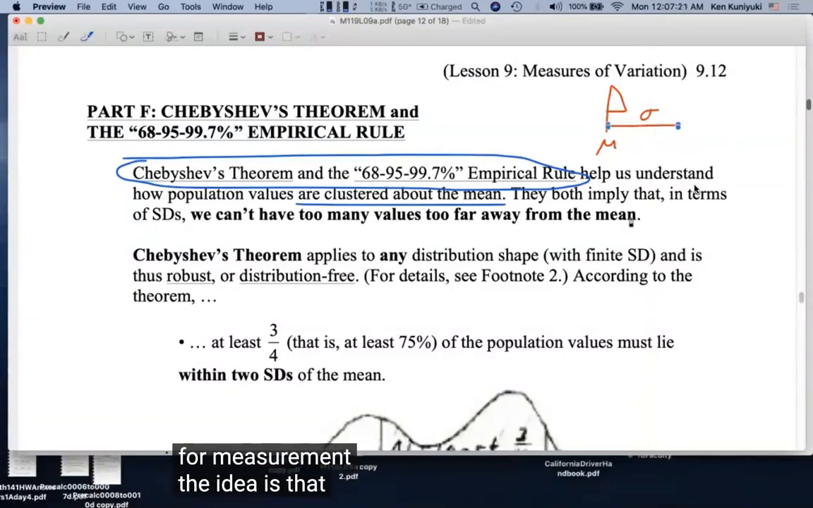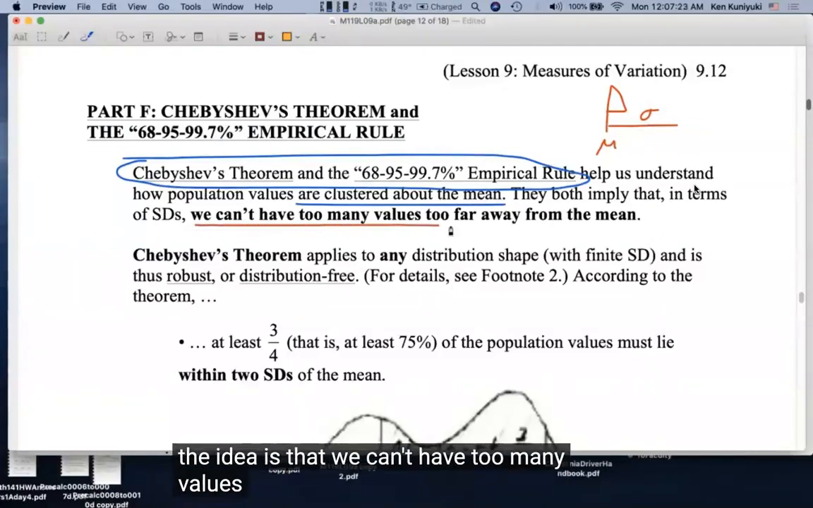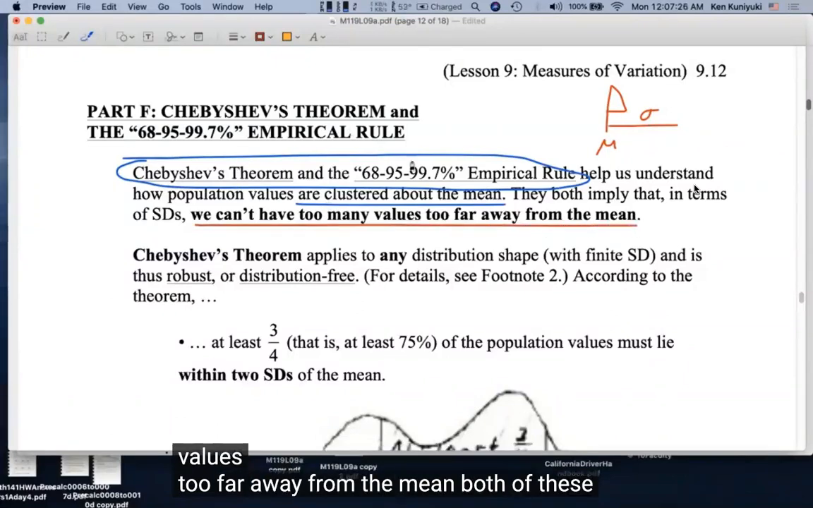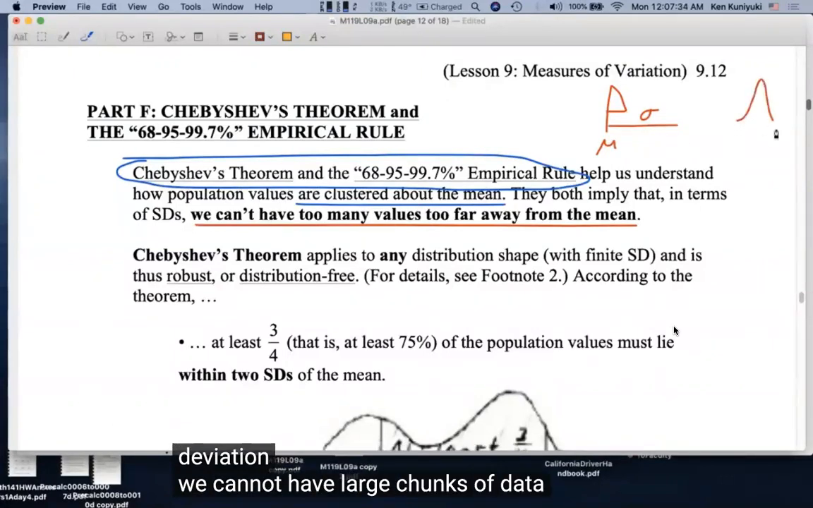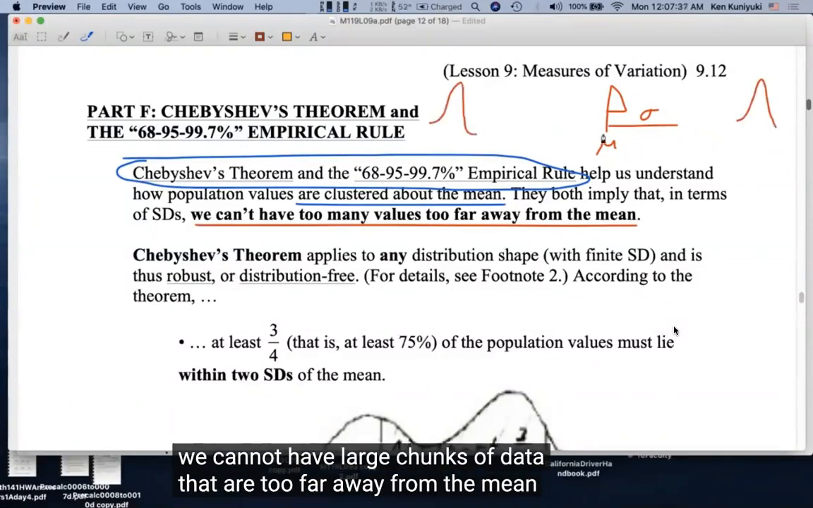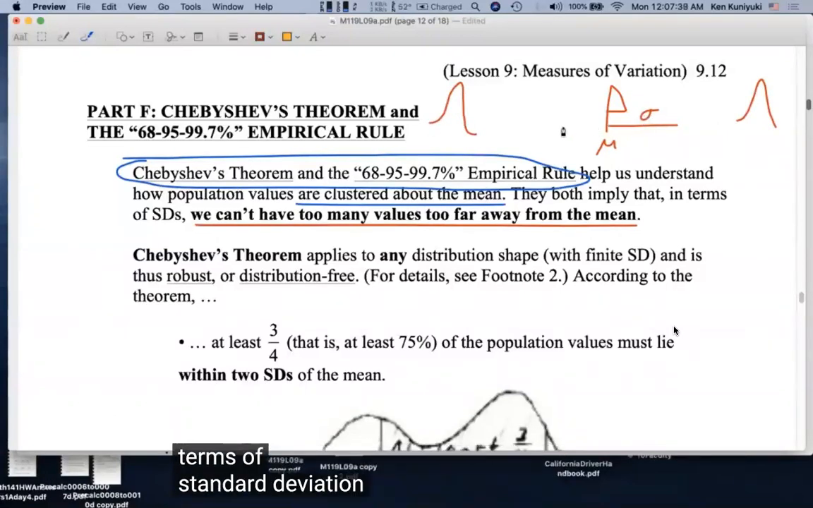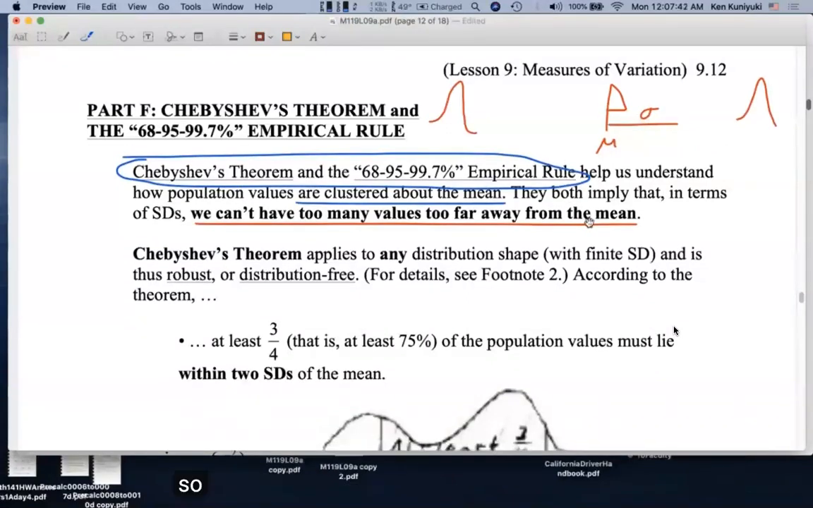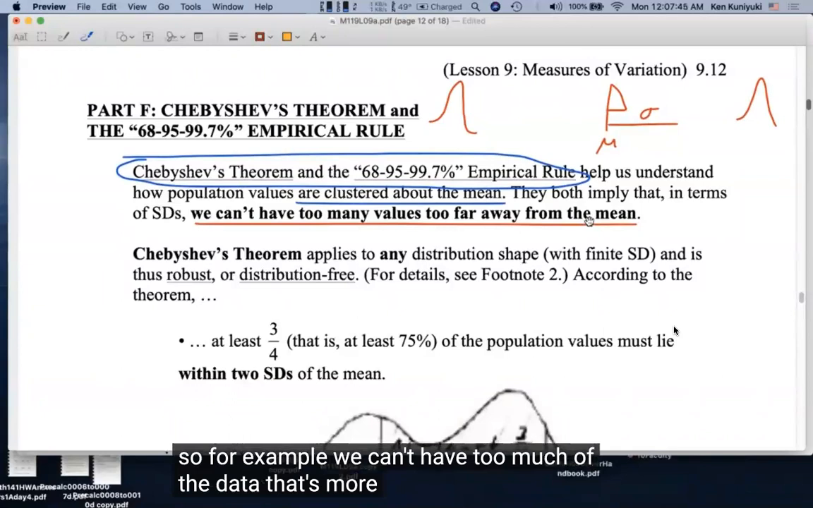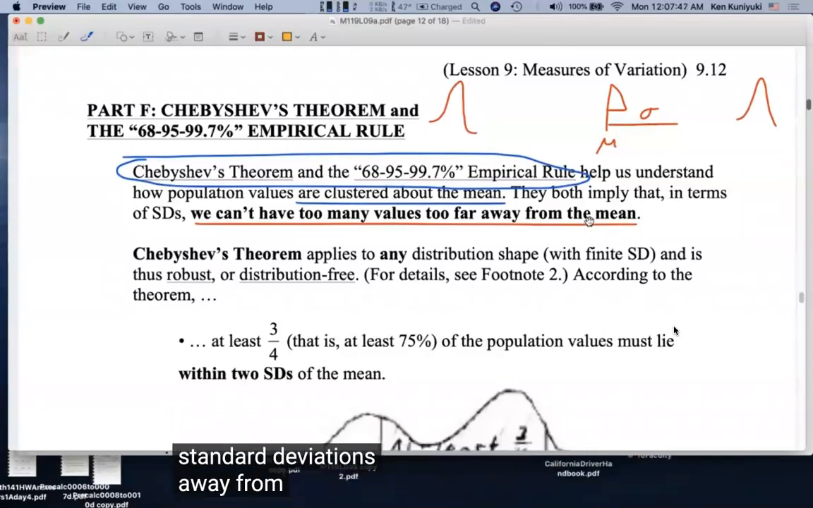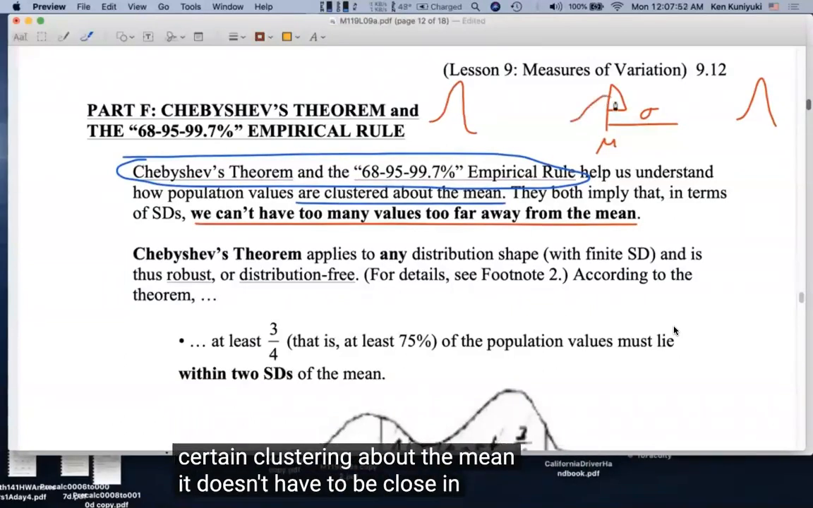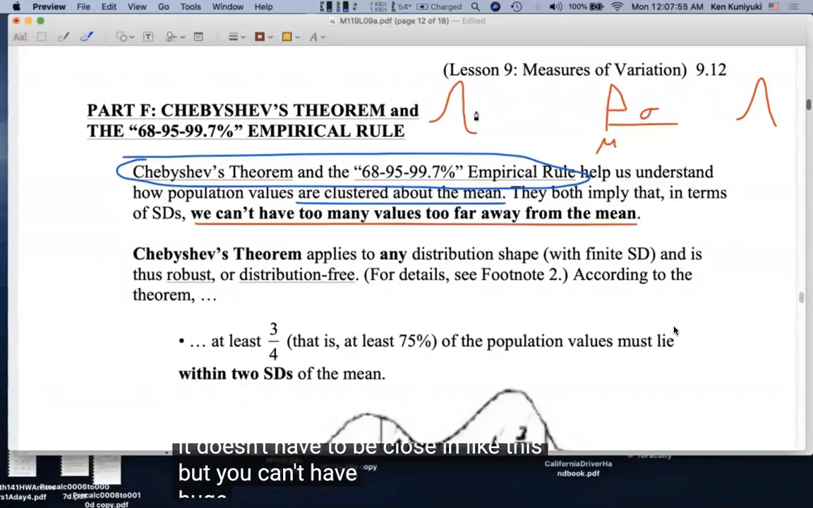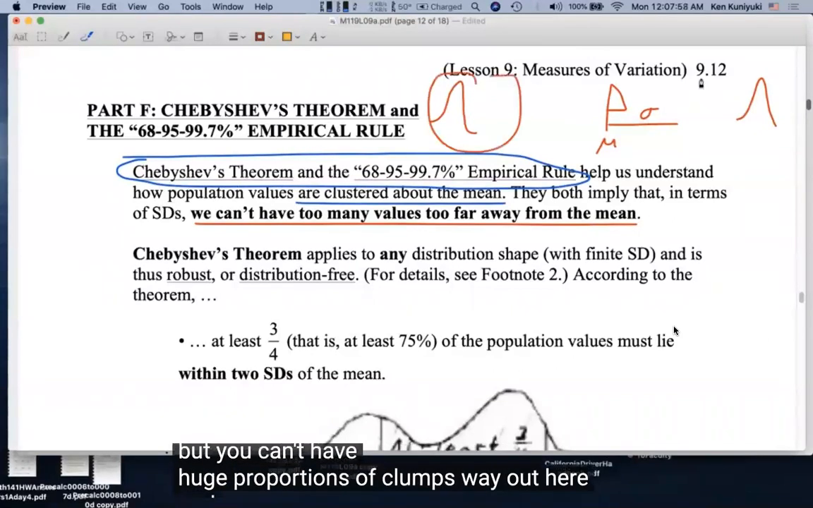The idea is that we can't have too many values too far away from the mean. Both of these rules imply this. So this is one standard deviation. We cannot have large chunks of data that are too far away from the mean in terms of standard deviation. For example, we can't have too much of the data that's more than 3 or 4 standard deviations away from the mean. So there has to be a certain clustering about the mean. It doesn't have to be close in like this, but you can't have huge proportions of clumps way out here and way out here.